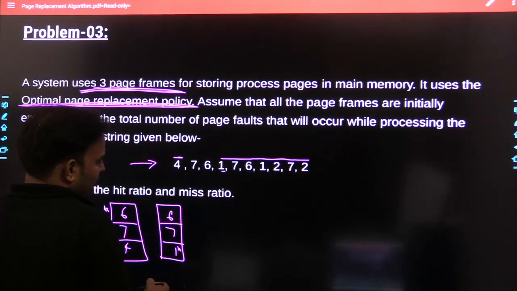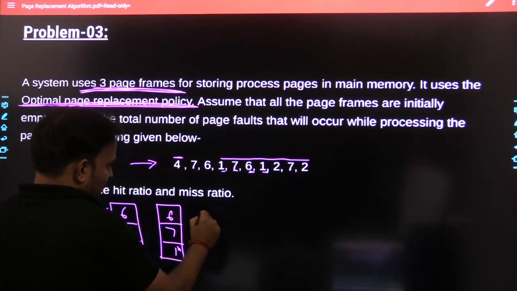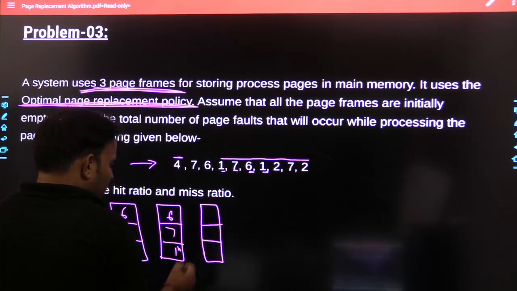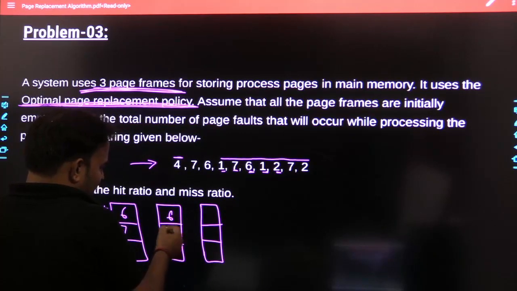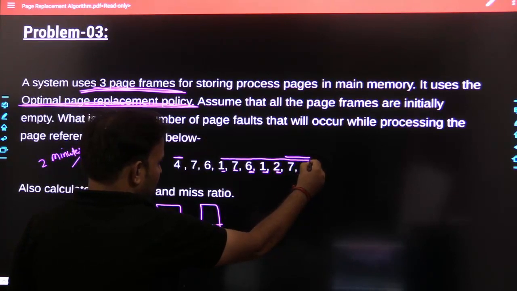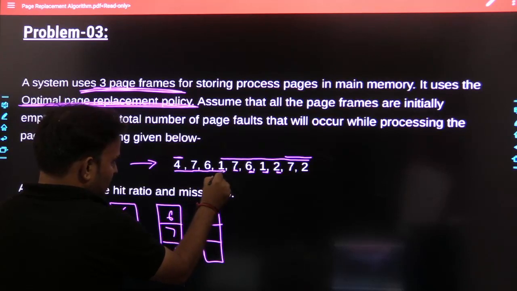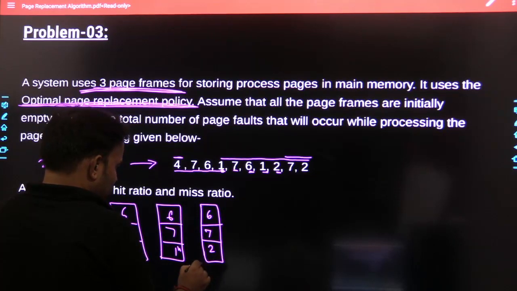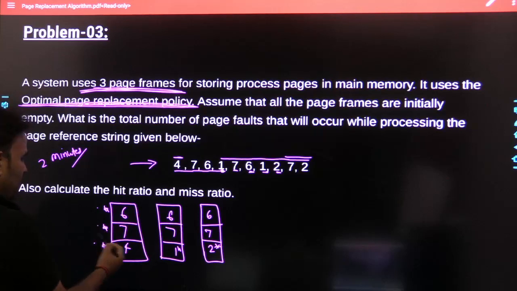7, 6. Okay. 7 hit. 6 hit. 1 hit. Then 2. 2 miss. Which one do we need to replace? Out of 6, 7, 1, which one arrives in the last? Go forward. 7 arrives here. 2. Then come back here. 7 arrives again. 6 arrives here. 1 arrives in the last. Okay. So we will replace this 1 by 2. 2, 7, 6. This will give you what? Page fault. 7 hit. 2 hit. Total miss is what? 1, 2, 3, 4, 5.